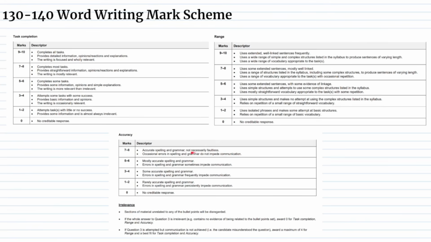So if this writing that you did was presented to a fluent Spanish speaker, they should be able to understand without having to struggle too much. That's basically what this is saying right here. So you can make a few mistakes, of course, it's natural. Just obviously try to avoid right here. So sections of material unrelated to any of the bullet points will be disregarded. If the whole answer to question 3 is irrelevant, contains no evidence of being related to the said bullet points, award 0 for task completion, range, and accuracy. So basically, stay on topic.